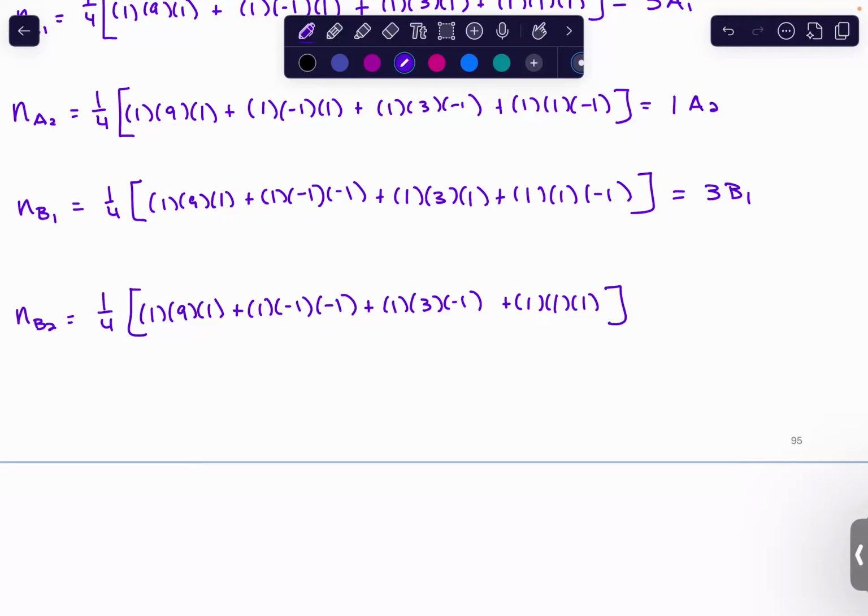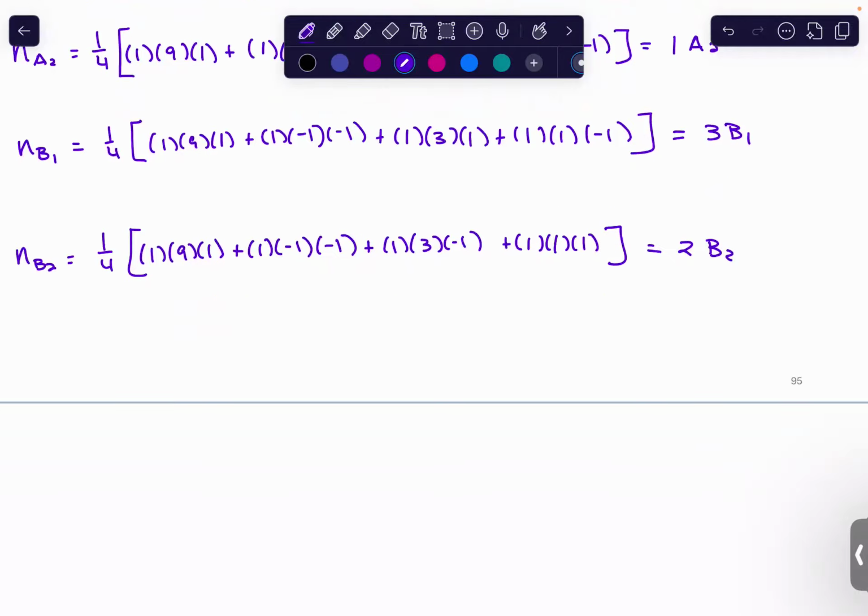1, 1, 1. And so there you see you get 9 plus 1, which is 10, minus 3, which is 7, plus 1, which is 8, divided by 4. Oh, I did that wrong. 2 E2s.